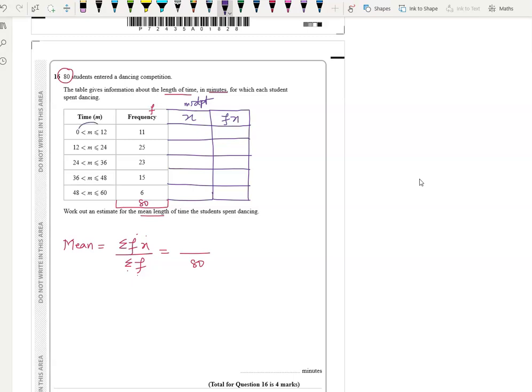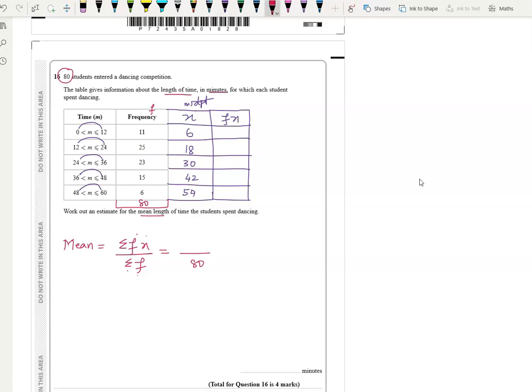So add 0 and 12. 0 plus 12 is 12, divide by 2, so exactly in the middle is 6. 12 plus 24, divide by 2, that will give you 18. 24 plus 36, divide by 2, that gives you 30. 36 plus 48, divide by 2 will give you 42. And 48 plus 60, divide by 2 will give you 54.